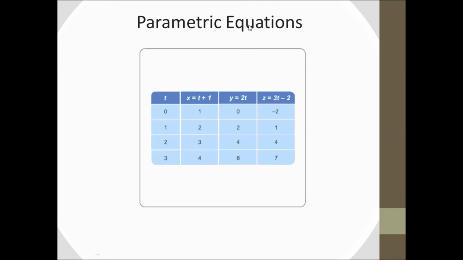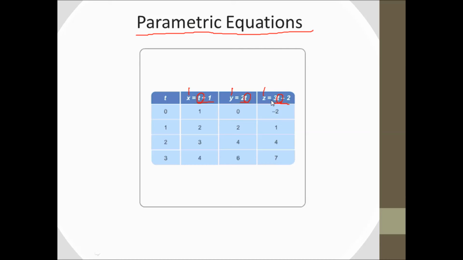Alright, moving along, parametric equations. If you look at our table, here we have x, here we have y, and here we have z. Now in our equations, really, they do not have anything in common. x is not based on y, y is not based on z, z is not based on x. They really have nothing in common, except for the fact that they all have t in common. They all share a common parameter, and that is t.